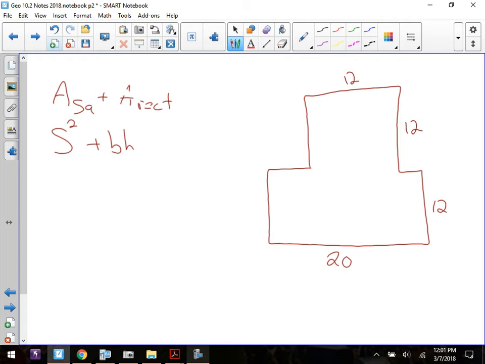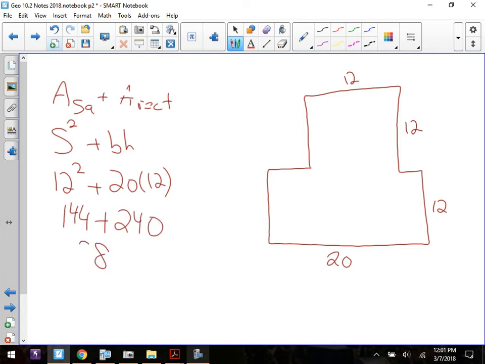So which one is the square, the 12 by 12 or the 12 by 20? 12 by 12. Whew, that was tough. I know. All right, let's take a quick 5-second pause. What's 12 squared? And that's 240. Add them together, you get 384 something squared.